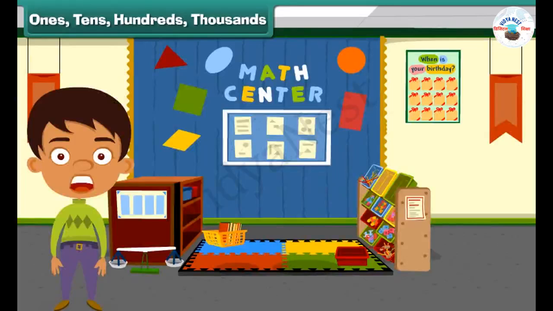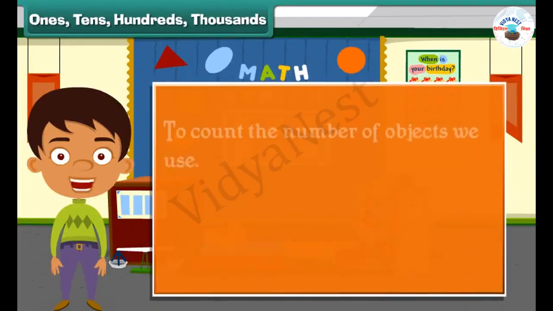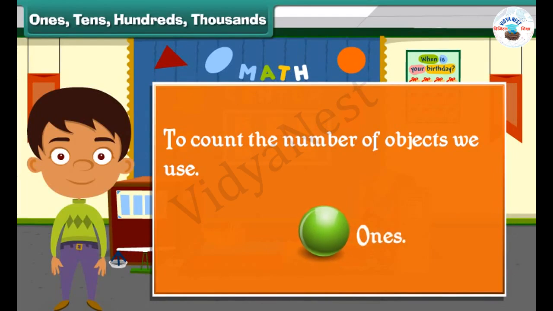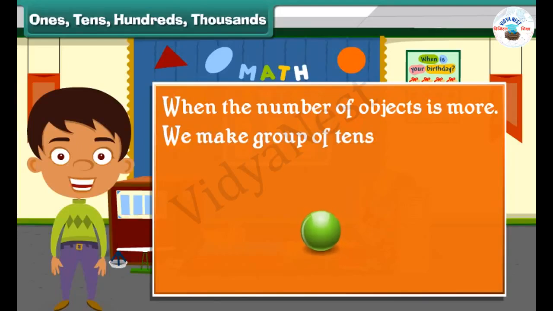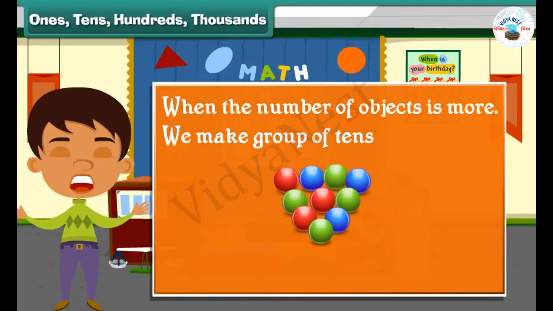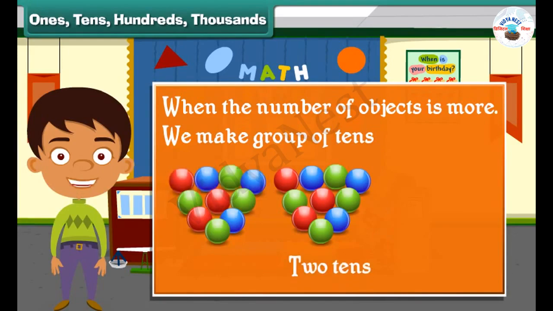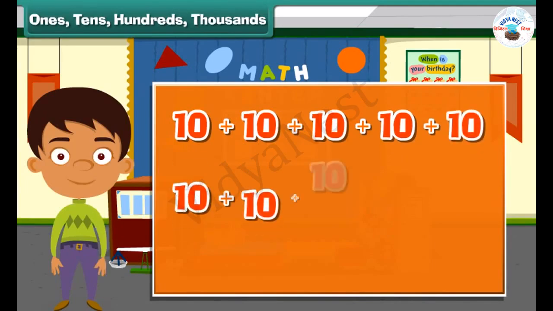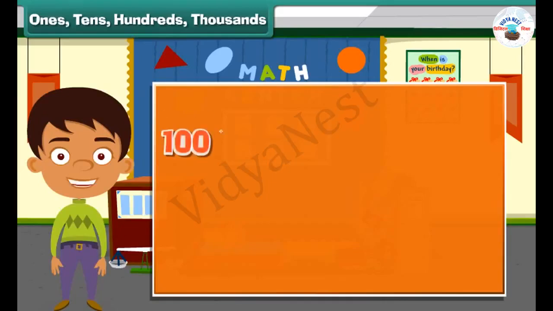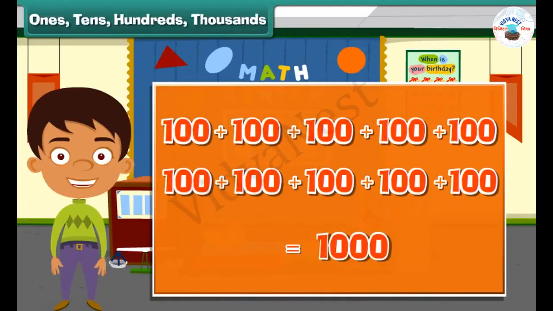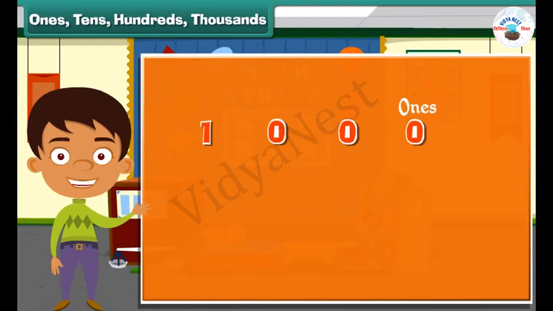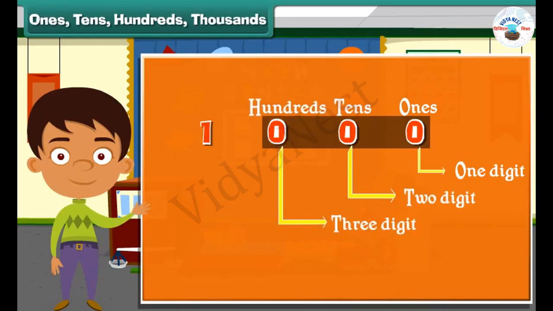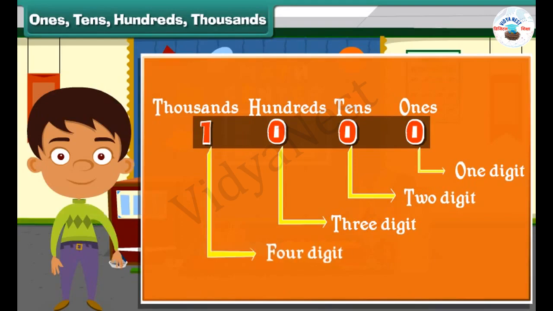Ones, tens, hundreds, thousands. To count the number of objects, we use ones. When the number of objects is more, we make groups of tens and count them as 1 ten, 2 tens, 3 tens. What if there are lots of tens? We make a group of 10 tens and call it hundreds. When we have 10 hundreds, we call it 1,000. Observe that in ones we have only 1 digit, in tens we have 2 digits, in hundreds we have 3 digits, and in thousands we have 4 digits.